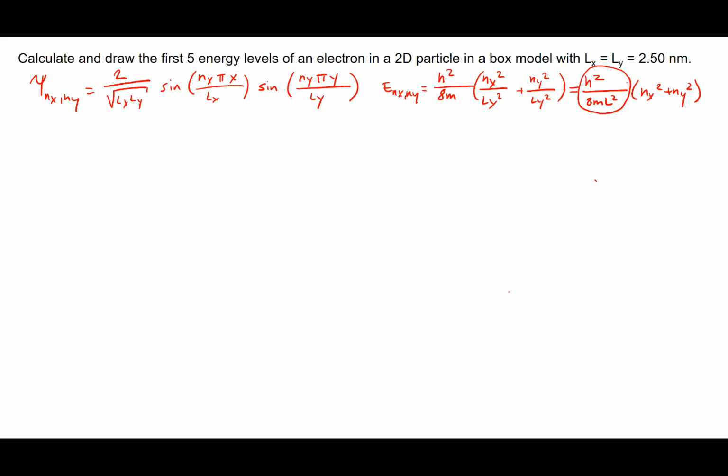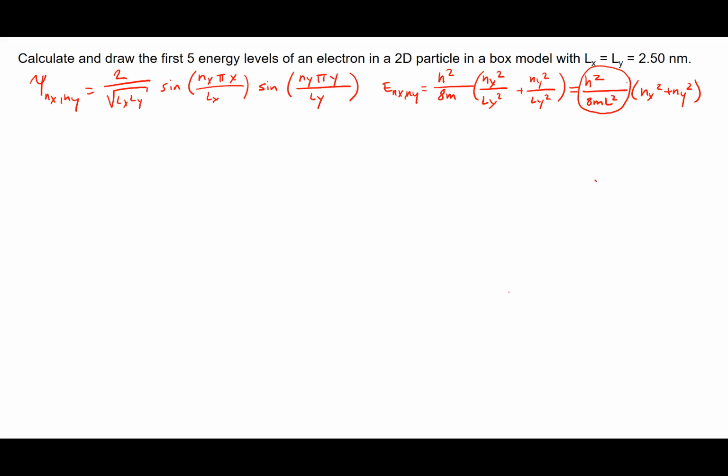The only thing we really have to change is what the different n values are for the x and the y directions. That makes our lives a lot easier, because if we're going to calculate all these energy levels, we just calculate that part first, and then all we have to do is slot in the nx and the ny components in those cases.